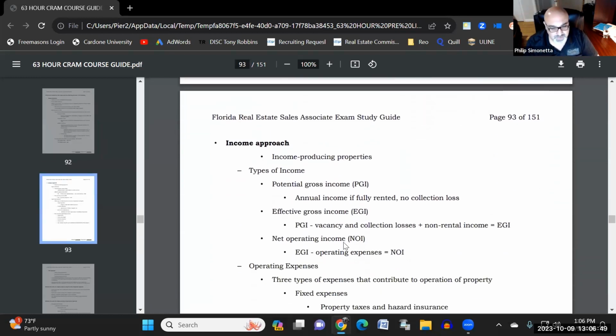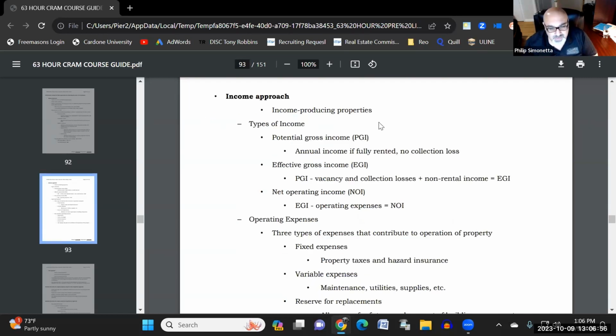Okay. Income approach. This is for income producing properties. So the types of income, remember you have your potential gross income. That's the annual income if fully rented, no collection loss. Effective gross income would be the potential minus any vacancy and collection losses, plus non-residential income, which is the washing machines, the vending machines. And that's your effective gross income.